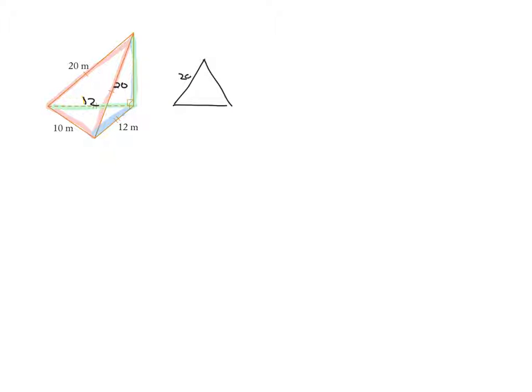So I've got a 20, a 20 and a 10. That's equivalent to my red one here. Okay, on the ground, or on the base I should say, I have a 12 by 12 by 10. I'm going to refer to that one as the yellow one. That was sort of this one down here.